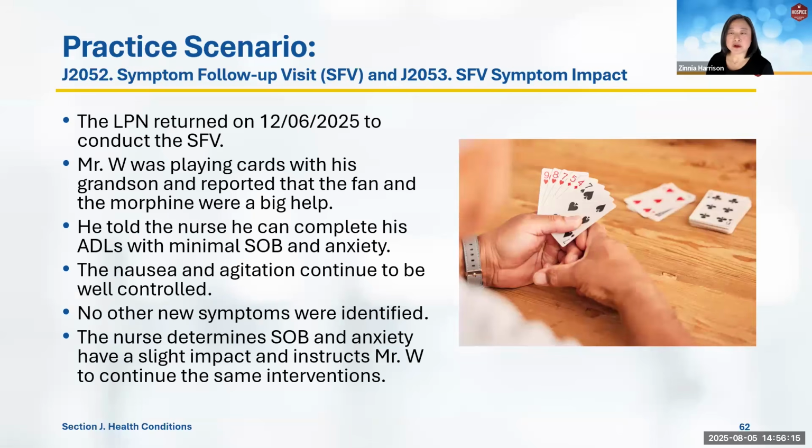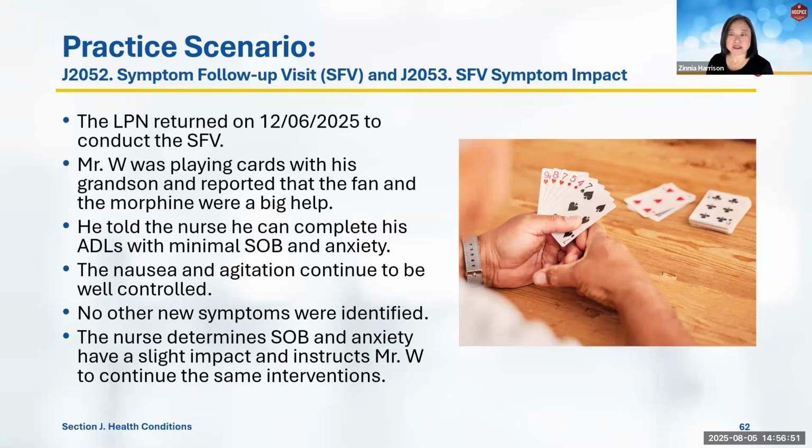The LPN returned on December 6th to conduct the symptom follow-up visit. Mr. W was playing cards with his grandson and reported that the fan and morphine were a big help. He told the nurse he can complete his daily activities with minimal shortness of breath and anxiety. The nausea and agitation continued to be well controlled. No other new symptoms were identified. The nurse determines shortness of breath and anxiety have a slight impact and instructs Mr. W to continue the same interventions.